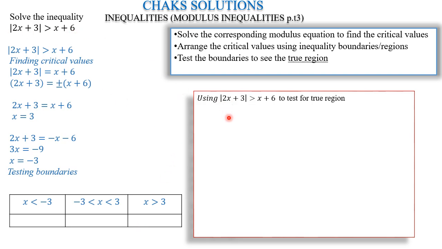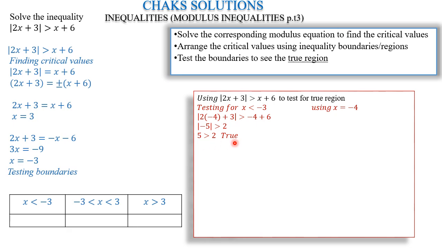The first region that we are going to test is x less than minus 3. For x less than minus 3, we take any number that is less than minus 3. So we can take x equals minus 4 and substitute it into this inequality. We are going to have modulus of 2 times minus 4 plus 3 greater than minus 4 plus 6. So we have modulus of minus 5 greater than 2. The absolute value of minus 5 becomes 5. So 5 is greater than 2. So it's true here.